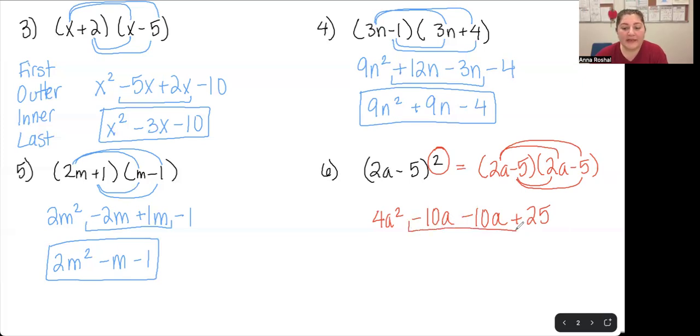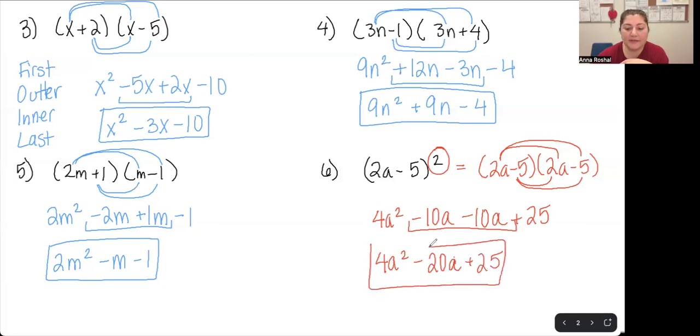Also, you'll notice that these two are actually the exact same number because we're multiplying the exact same terms in order to get that inner and outer portion of our foiling, right? So we want to just take that and double it. So we're going to do negative 20a plus 25, and that's going to be my final answer here, okay?